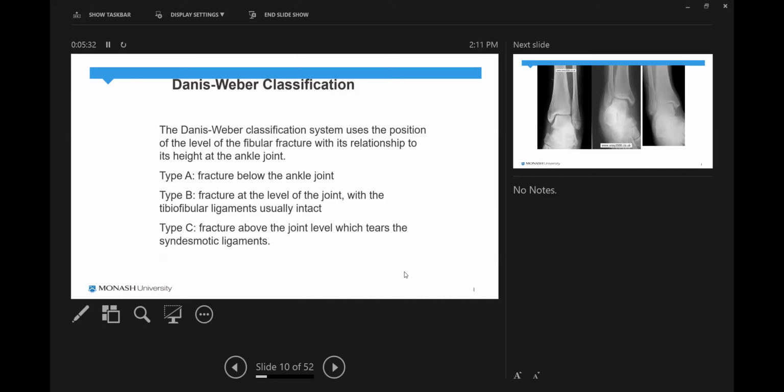Now, the Dennis-Weber classification, and that's probably something that you know quite well. So if the fracture is below the ankle joint, then it's a Dennis-Weber type A. If it's at the level of the joint where the tibiofibular ligaments are still intact, that is a type B. And if it's above the joint, this normally tears the syndesmotic ligaments, and that will be a type C.